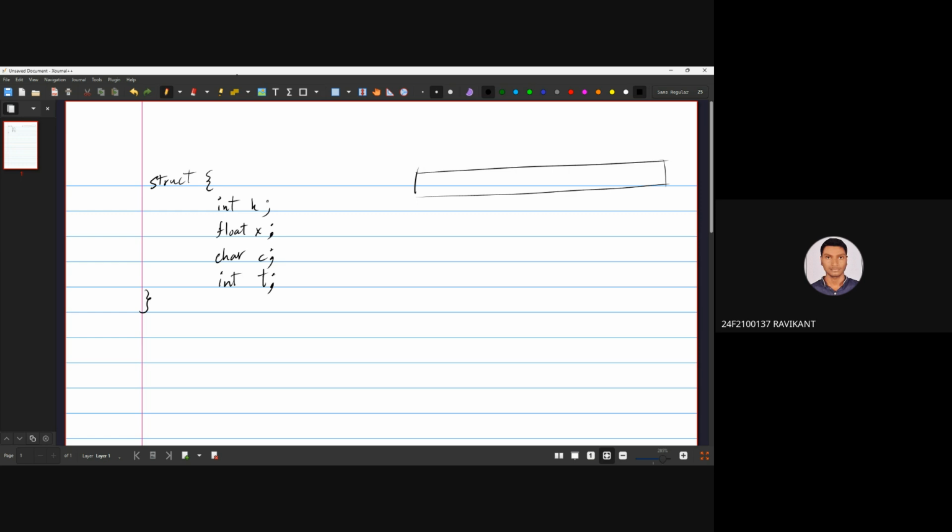It divides memory locations according to their data types. Right. So we know that int is 4 bytes, so it will take 4 of these bytes and assign it to int. After that, I'm not sure how many bytes float occupies, but I think it's 4, so it will also occupy like this. And then character occupies a single byte, and then again int occupies 4 bytes.